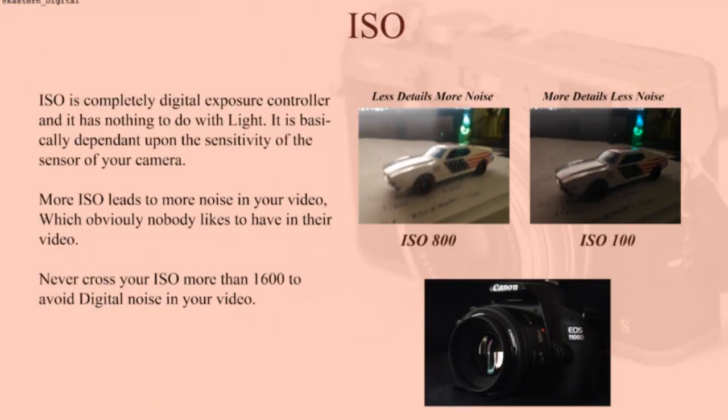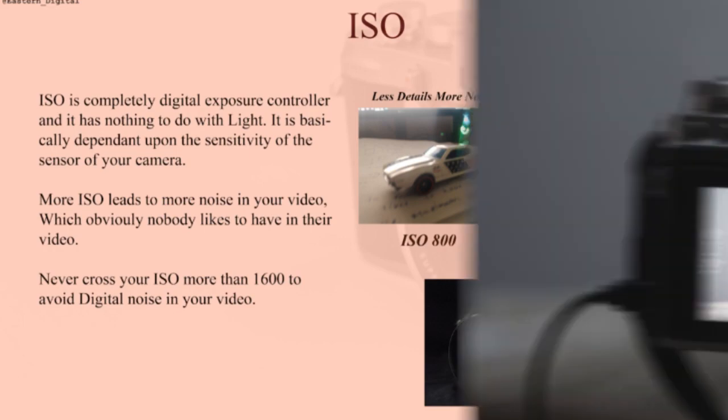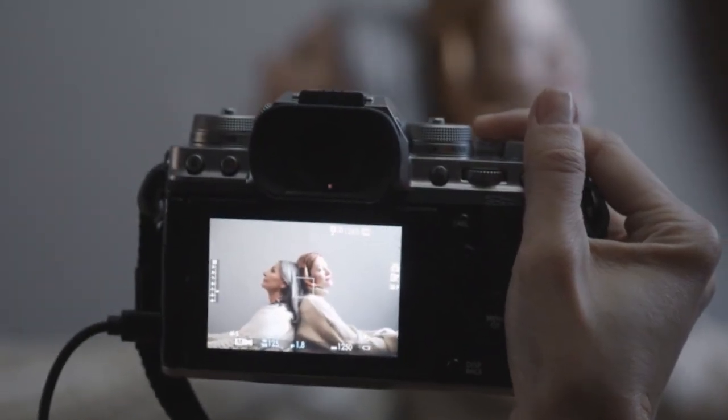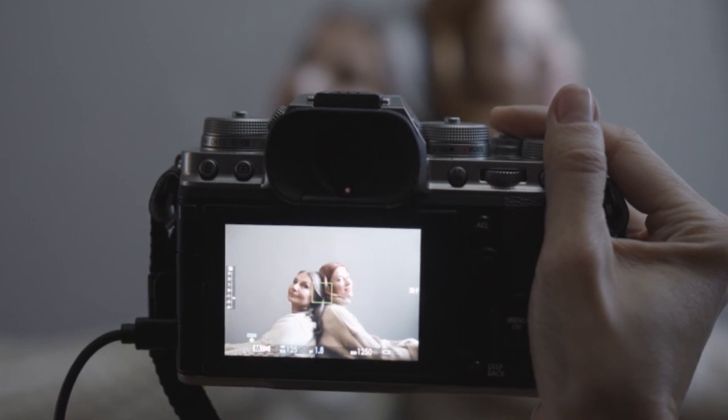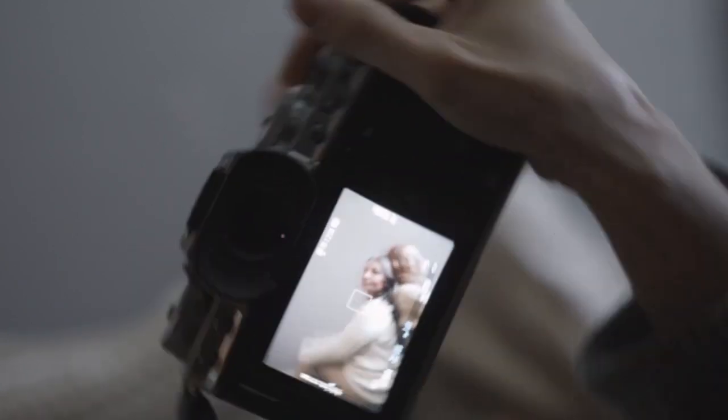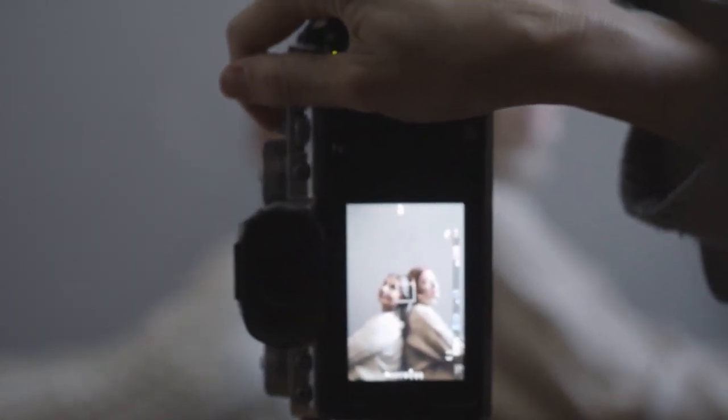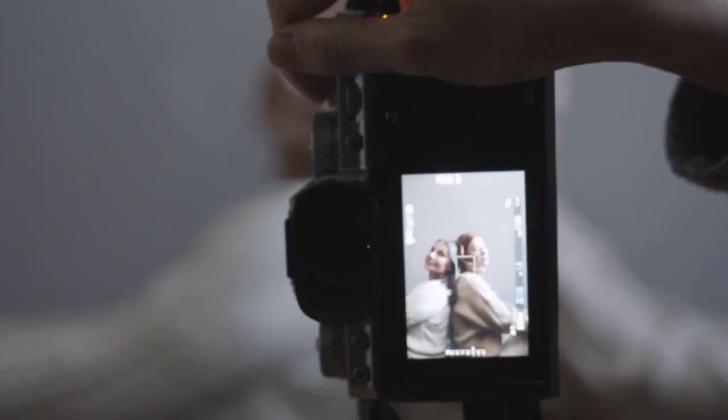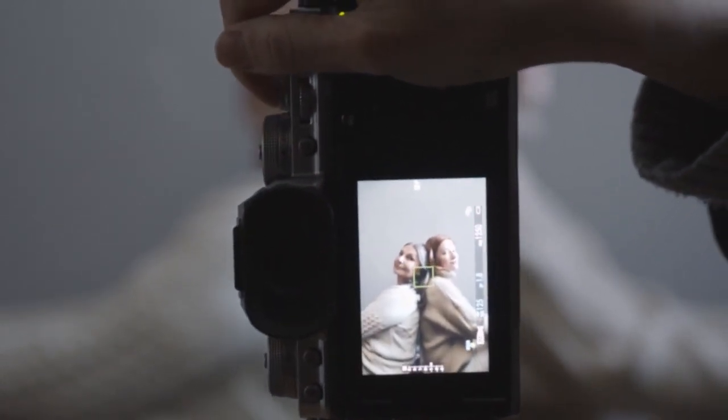So this is about ISO, and this is one of the most important things that you need to keep in mind, because most people, when they are shooting in low light conditions, tend to bump up the ISO to get more details in their footage, but they forget that increasing the ISO value doesn't usually help at all when you are shooting in low light conditions.